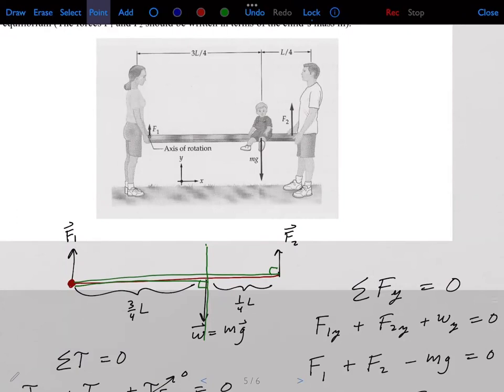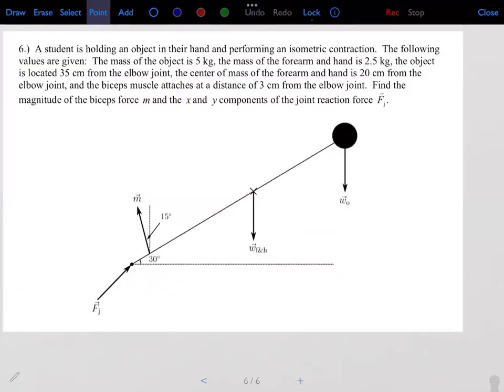And then the last question here says a student is holding an object in their hand and performing an isometric contraction. So we know it's in rotational equilibrium and translational equilibrium. The following values are given. The mass of the object is 5 kilograms, which, by the way, I can calculate the weight of if I wanted to now, right? It's going to be m times g. So 5 times 9.8, which ends up being about 49 newtons.